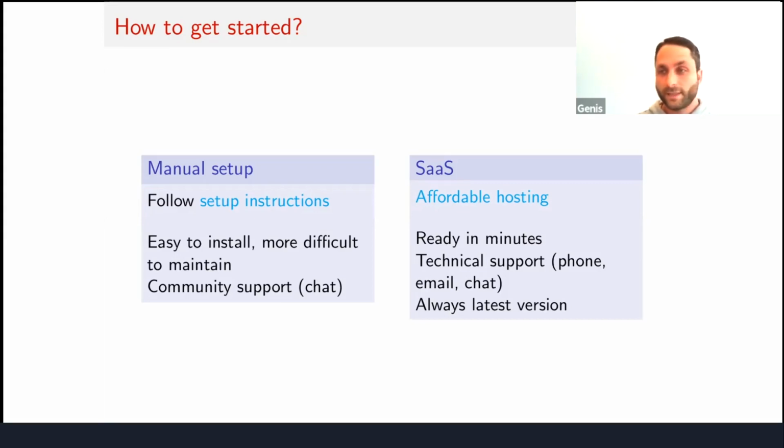And we offer support via chat. So if you have any questions or trouble setting up Recomap, you can go to Gitter and ask questions. The other option, if you have a larger team and you don't want too much time spent on setting up Recomap, you can use the SaaS offering, which is affordable, it's ready in minutes, and you also have support via phone or email. And you're always going to be running the latest version.